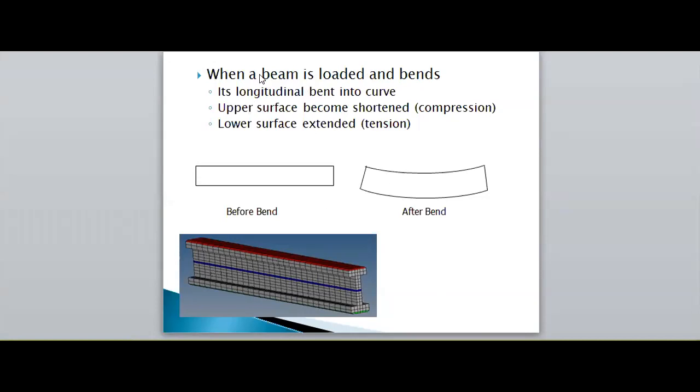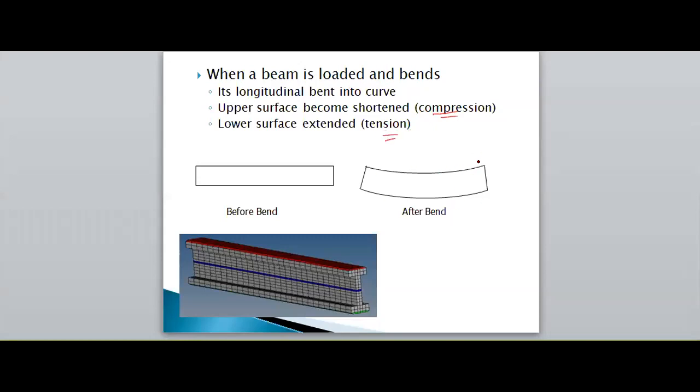So here, when the beam is loaded and bends like this, the longitudinal axis bends into a curve. Initially it is straight, longitudinally. Now due to this externally applied load, it will be bending like this. So we can observe a compression and a tension in the beam.